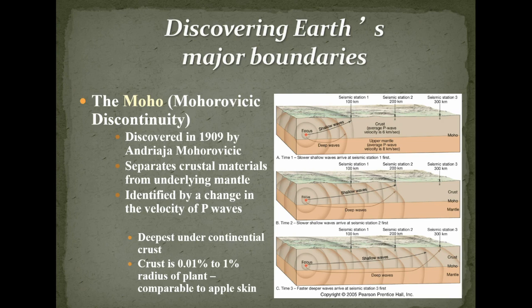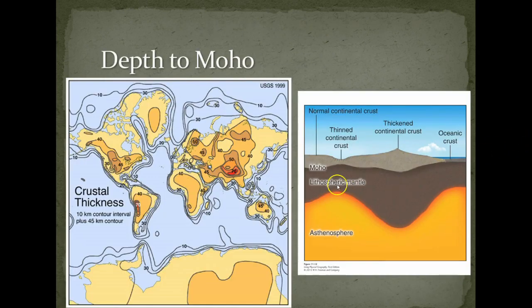And the depth of the MOHO changes across the surface of the Earth. So if you're looking at this image here, this line that separates this dark gray from the dark brown, that's what it looks like on my computer at least, is the MOHO. It gets thicker under thicker continental crust, and it gets thinner under thinner continental crust.